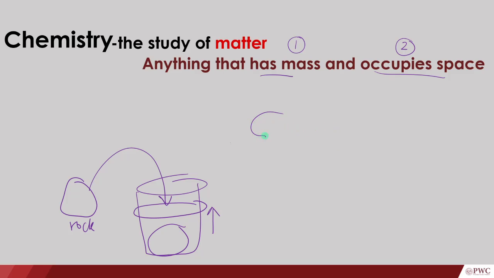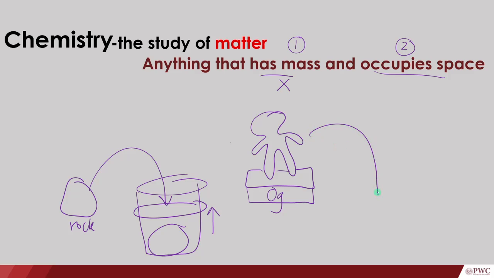Now let's pretend there are ghosts. So here is a ghost. Let's say this ghost tries to weigh itself. Of course, the reading would be 0 gram because a ghost has no mass. And also, if this ghost tries to jump and dive into a pool, of course, nothing will happen to the water because this ghost does not occupy space. So again, this ghost is not a form of matter. It does not have a mass and it does not occupy space.